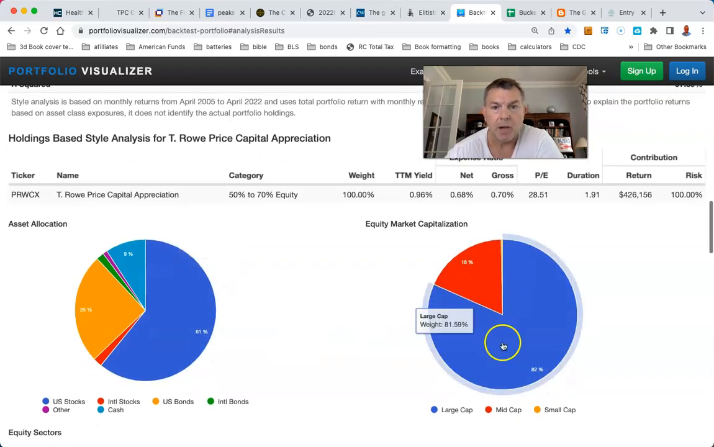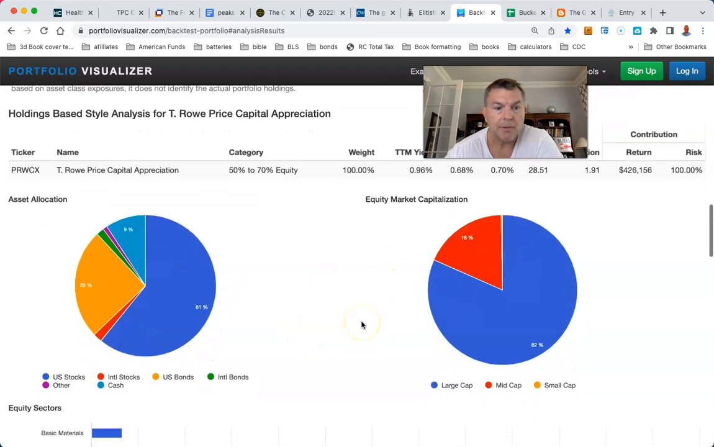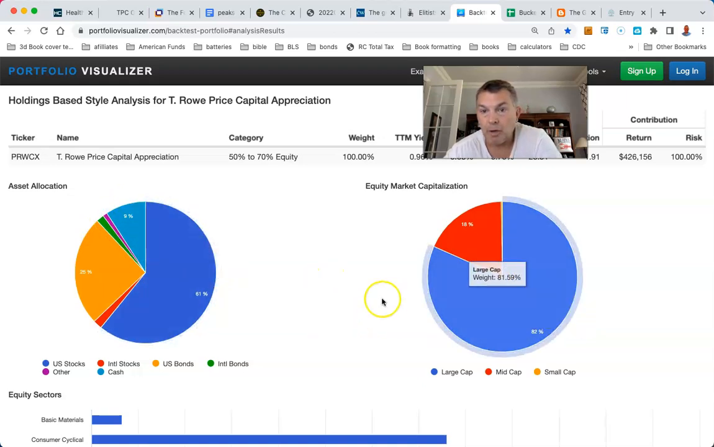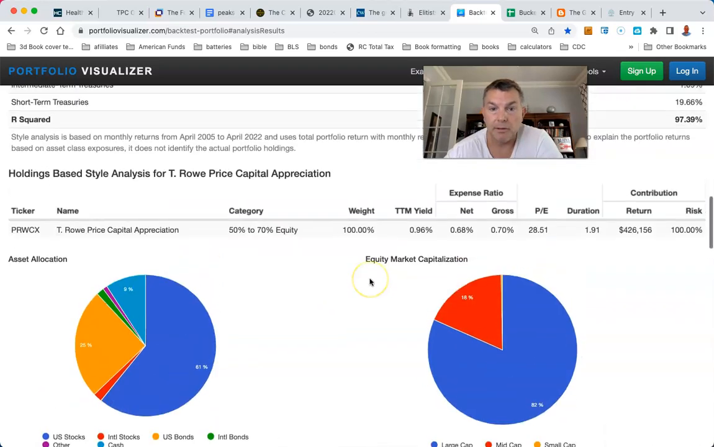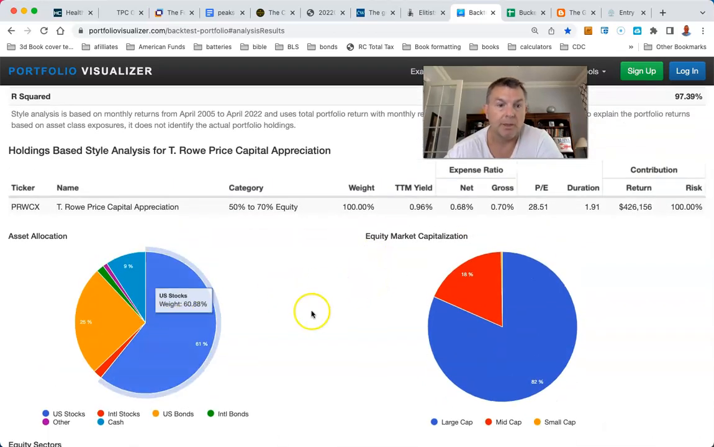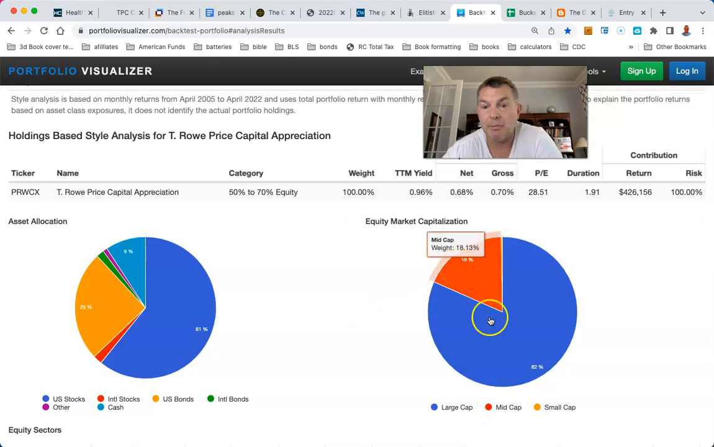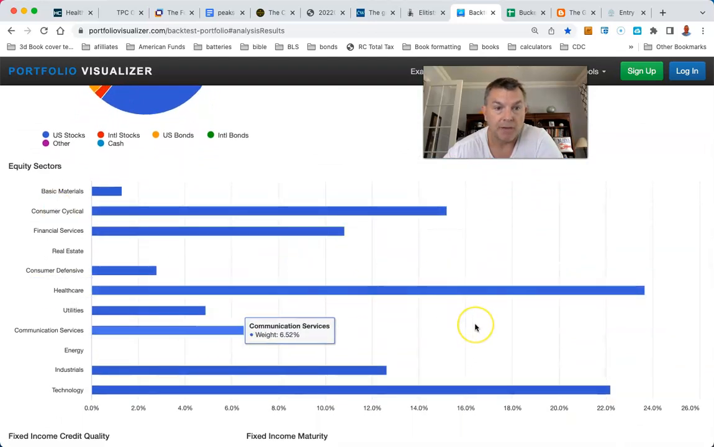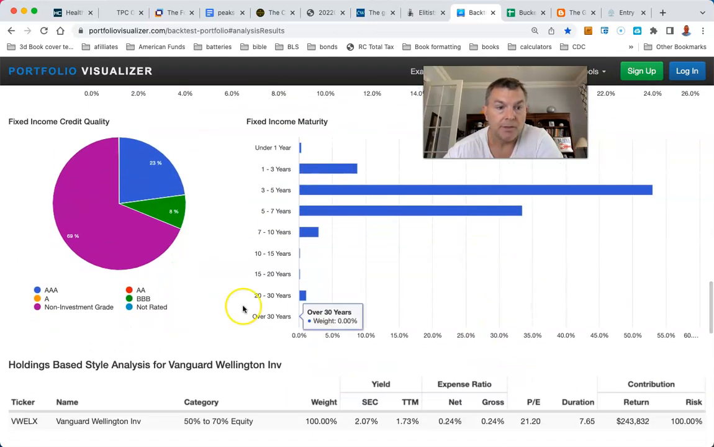All right, so let's keep looking here. So you can see the equity composition here. T. Rowe Price is 61% U.S. stocks, 2% international stocks, and 10% cash. There you go. So they're basically 65-35. Of their stock positions, they got about 18% mid cap, the rest in large cap. All right, so they're diversified among stocks. That's good.